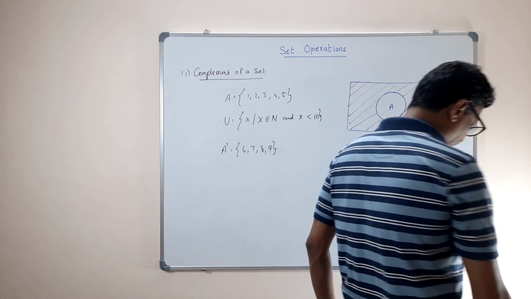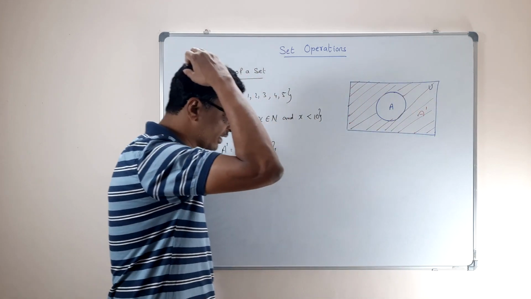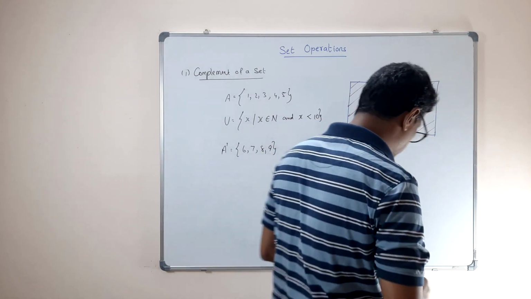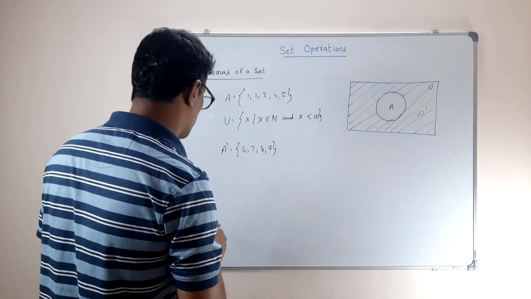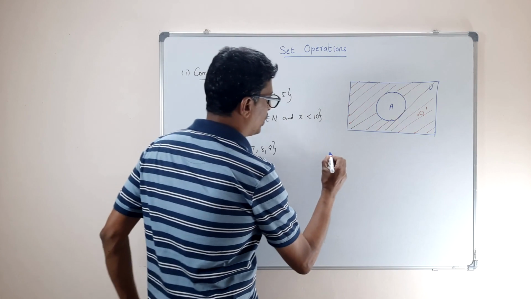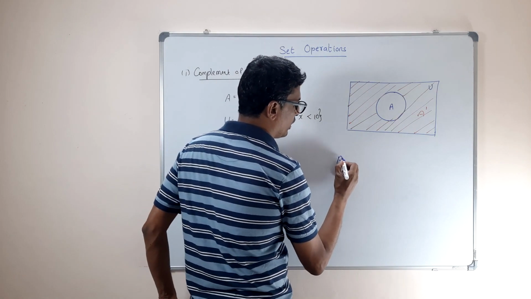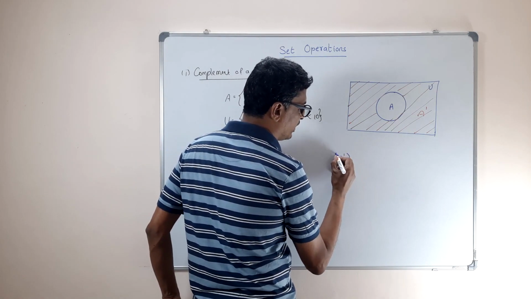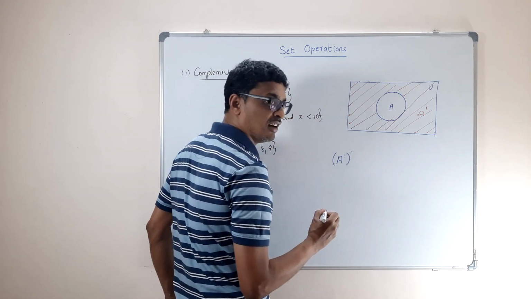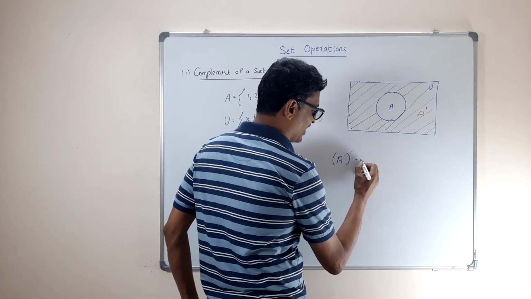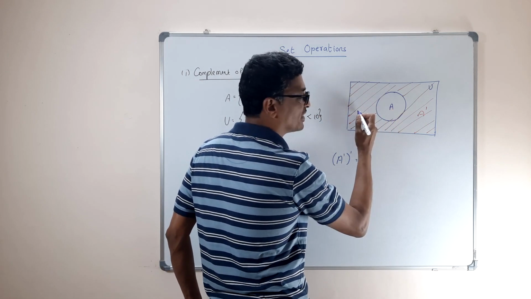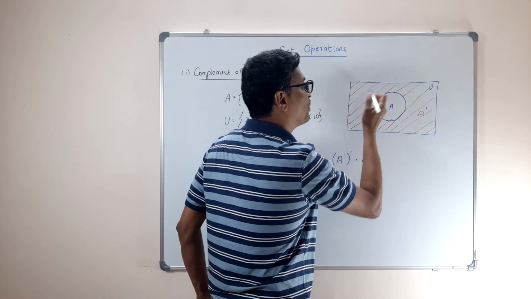Fine. And the next, there are some properties given, and these will be interesting. What will be the complement of the complement of A? A itself, correct? Because the complement of A is this, and this complement is again going to be A.